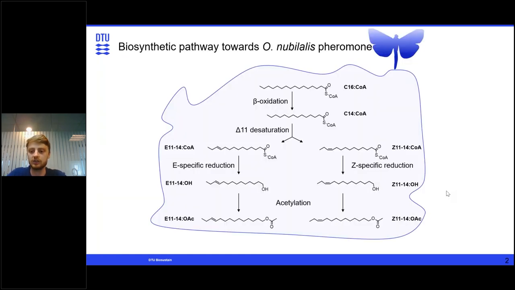And here is the biosynthetic pathway, how this insect produces this fatty acetate mixture. So everything starts from palmitoyl-CoA, which undergoes one cycle of beta oxidation, and myristic acid is generated, which is then desaturated at position number 11. And this desaturation step provides the mixtures of E and Z11 tetradecanoic acids, which are then converted into corresponding alcohols and finally acetylated.